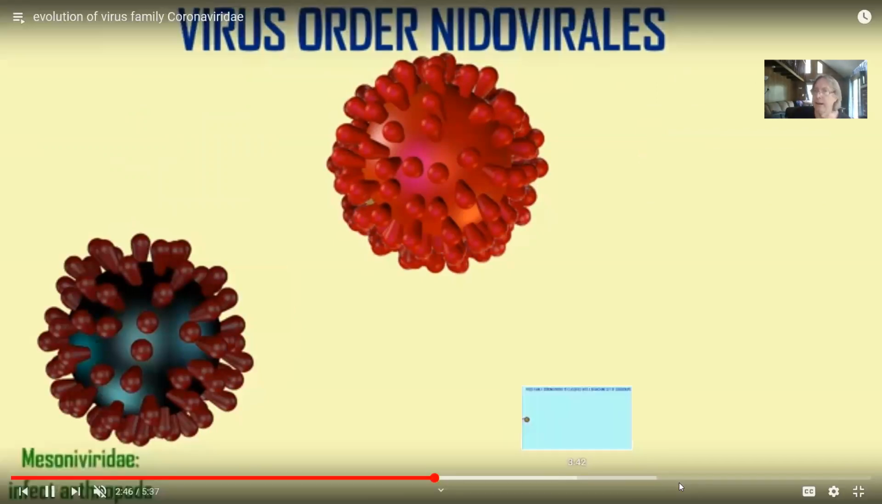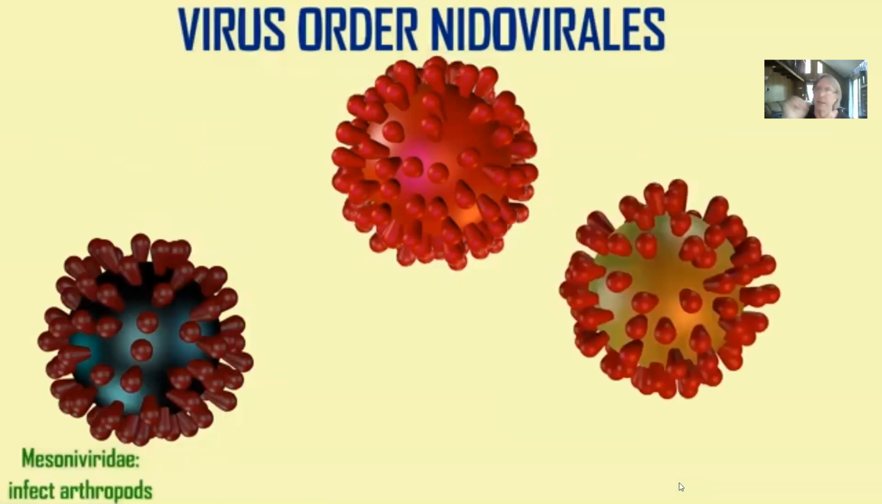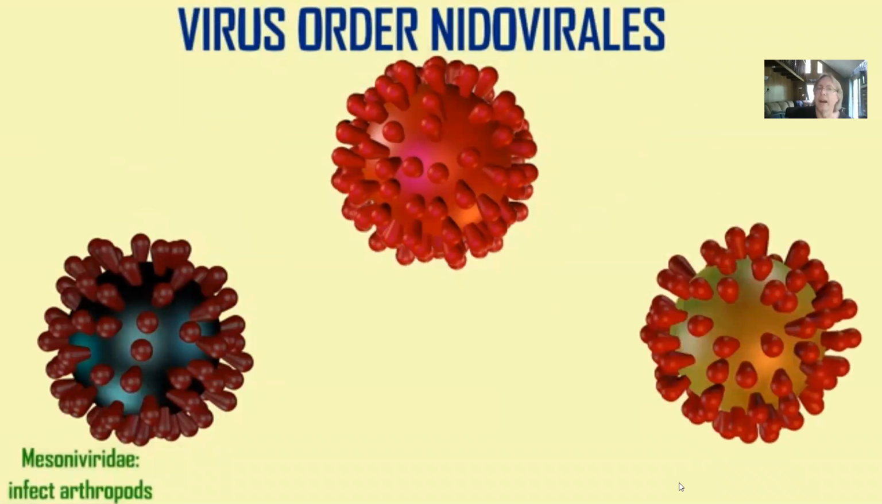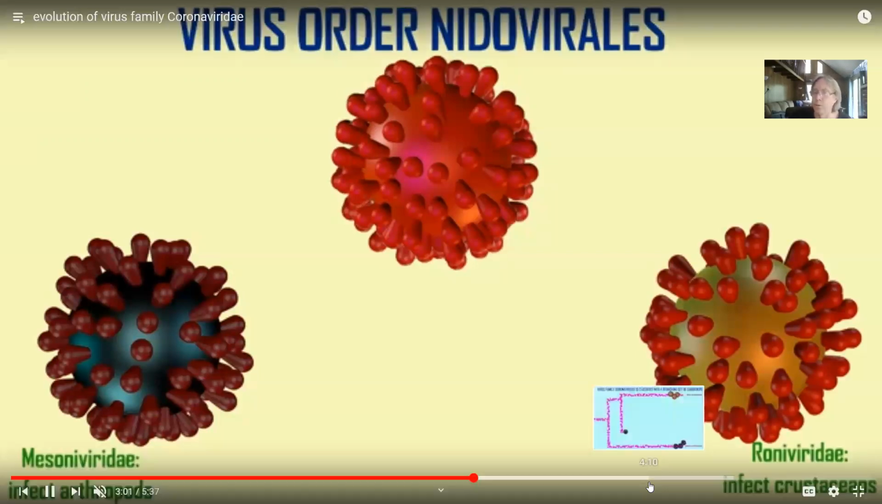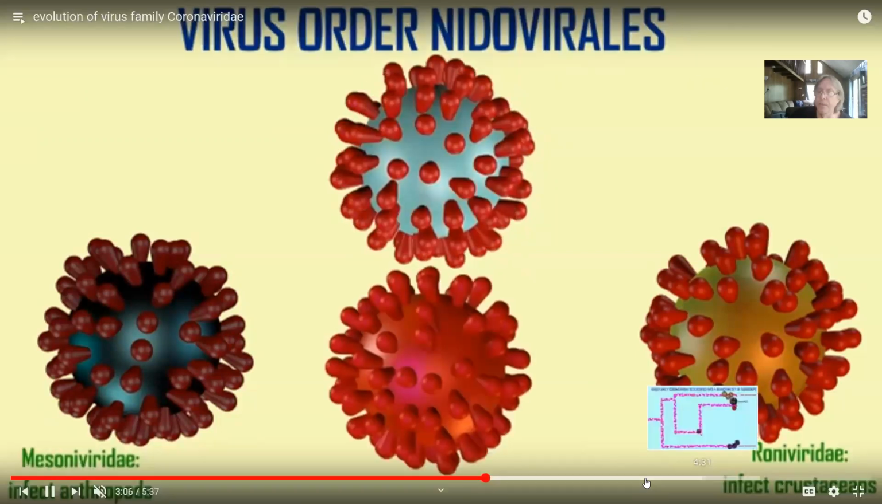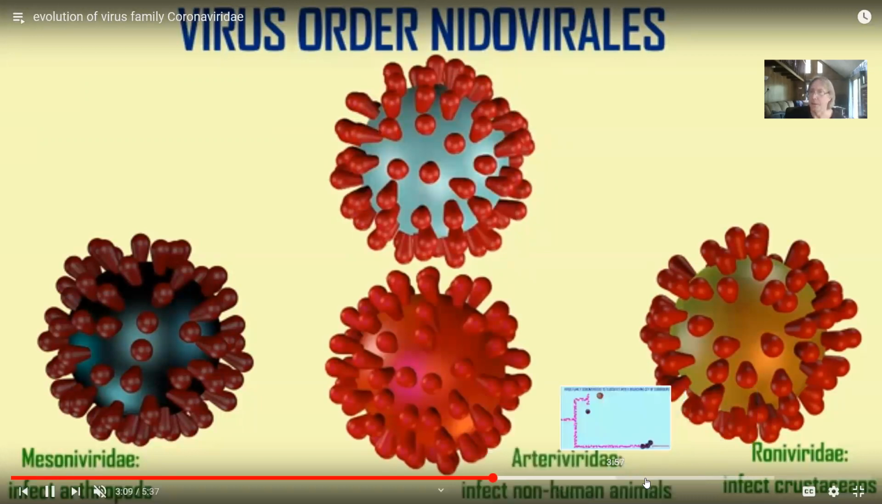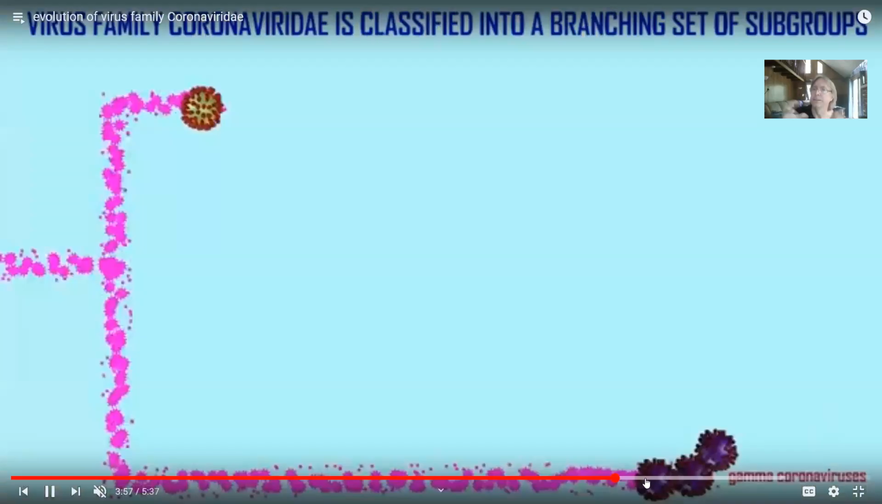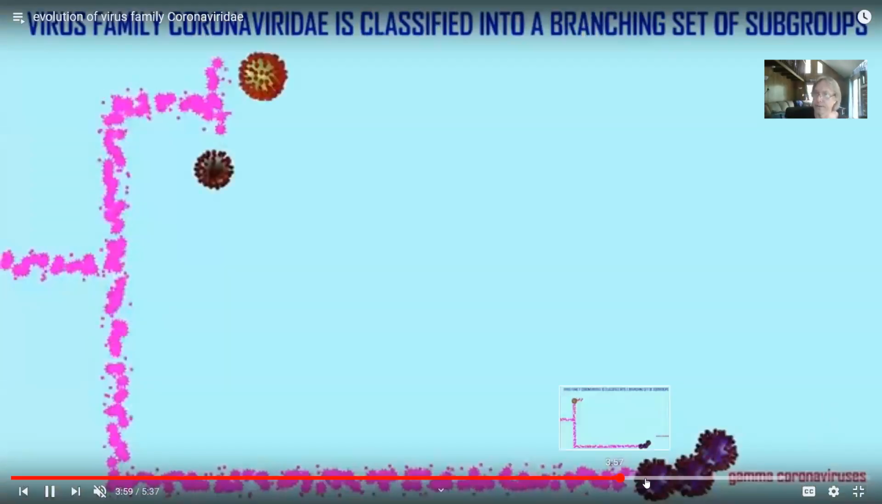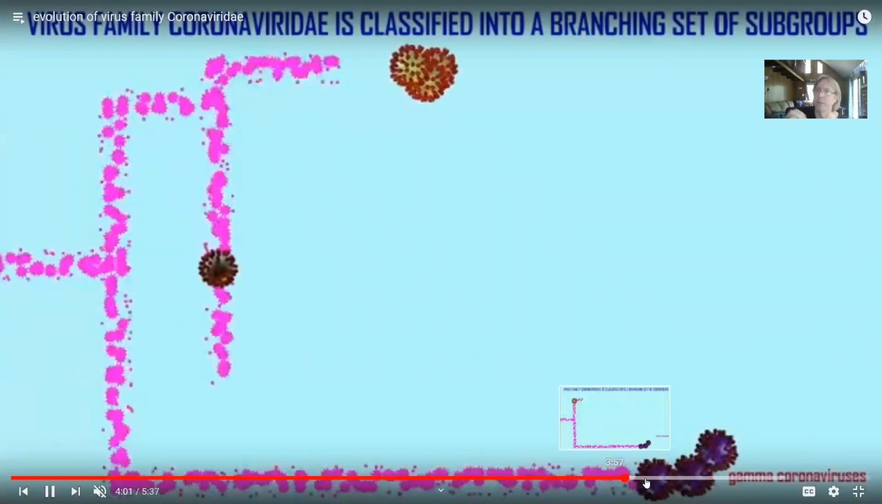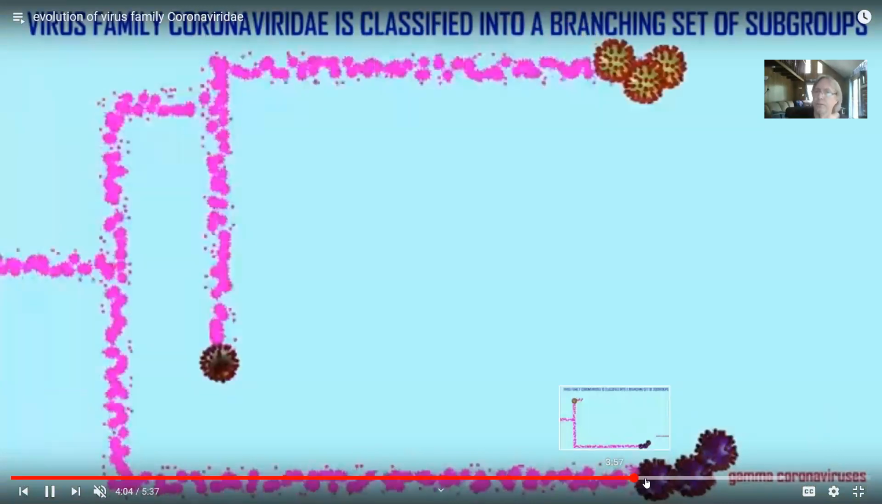Now, just like the order Carnivora in mammals not only has the dog family, but the cat family, the bear family, etc., the order Nidovirales not only has the Coronaviridae family with the coronaviruses, but other families which infect other organisms like arthropods, crustaceans, and the like. Now, in a biological family, you can subdivide the family into genera. Once again, there was a common ancestor of the family and new lineages evolved over time.